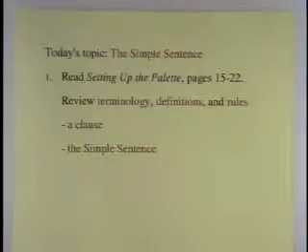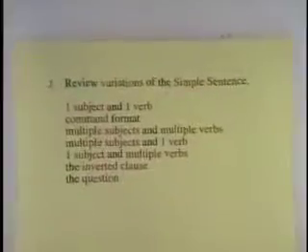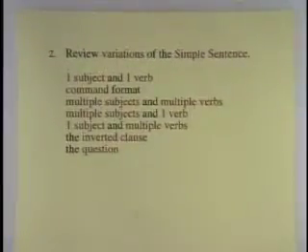So we'll be talking again about the definition of a clause and the definition of a simple sentence. And we had gone through all 6 variations of the simple sentence, but we'll go through them again today with different examples. You'll remember that a simple sentence can have just one subject, just one verb. It can also be a command. It can have multiple subjects, multiple verbs, multiple subjects, just one verb, or the other variation, only one subject and multiple verbs. And it can be inverted, meaning that the verb is going to come before the subject. Sometimes a simple sentence is written as a question. We'll look at examples of all of those.